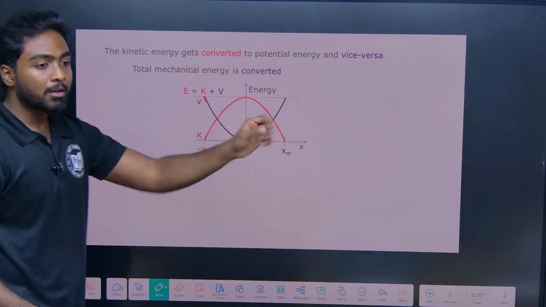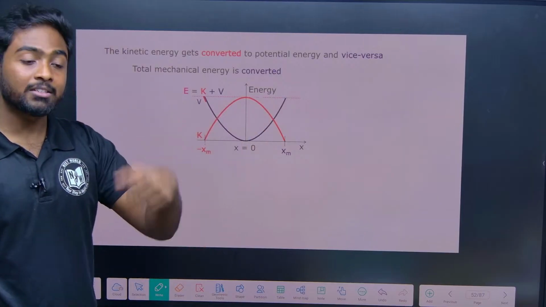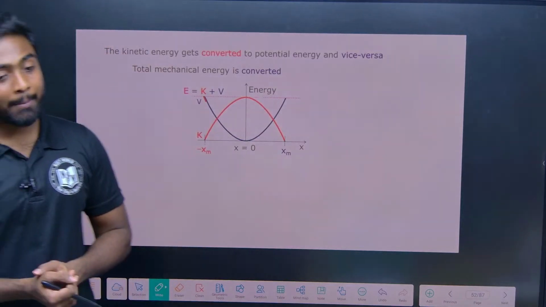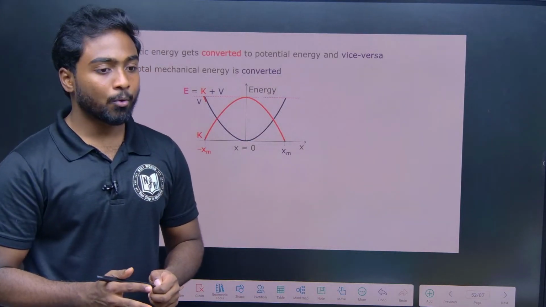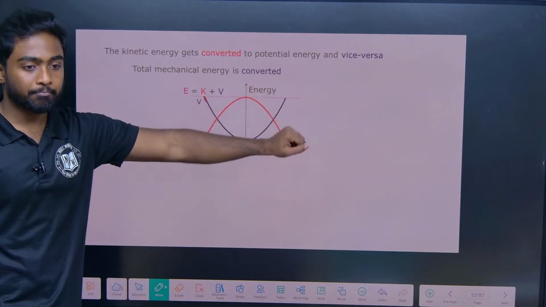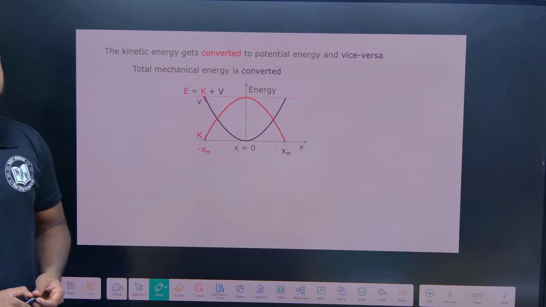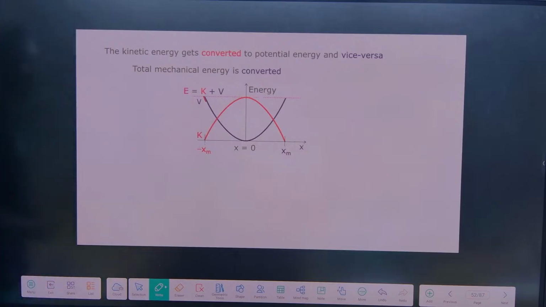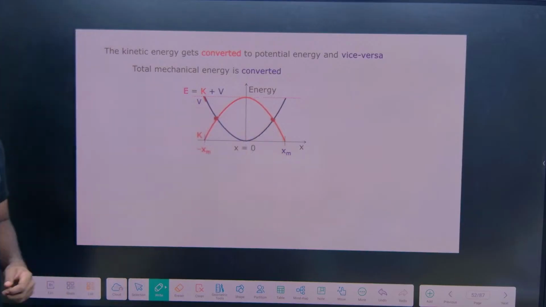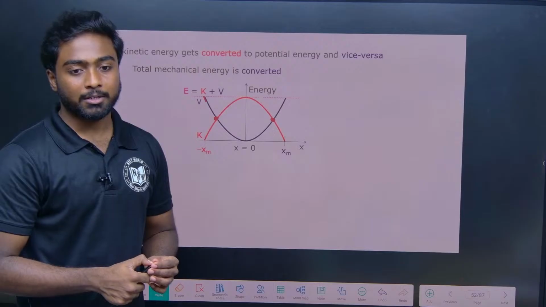At some point, potential energy will become 0 and kinetic energy will become maximum. At another point, potential energy will become maximum and kinetic energy will become 0. So the total energy will always be the same, it will be constant. Total mechanical energy. The point where they intersect is where potential energy equals kinetic energy.